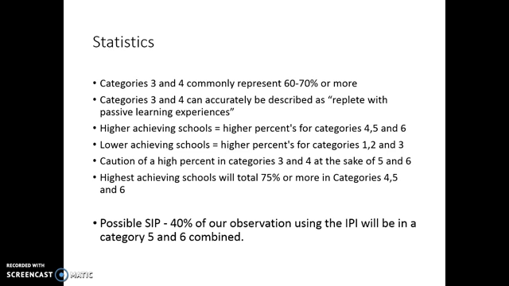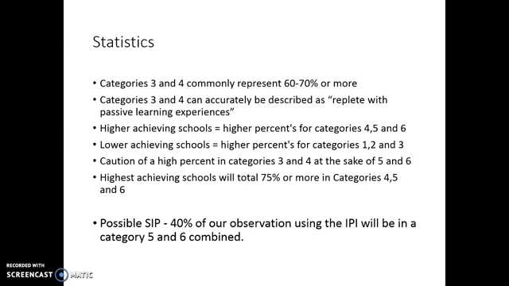So if we look at the statistics, categories 3 and 4 commonly represent 60 to 70% or more of classroom time. And categories 3 and 4 typically can be described as replete with passive learning experiences. Higher achieving schools will spend more time in categories 4, 5, and 6 than lower achieving schools that spend more time in categories 1, 2, and 3.